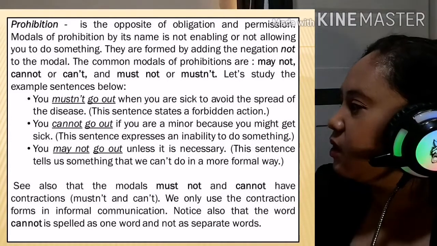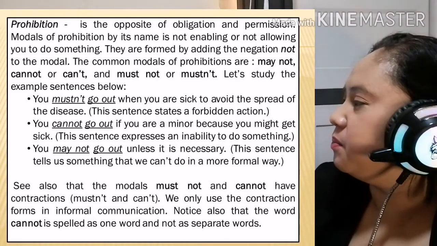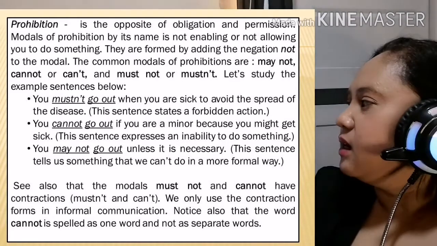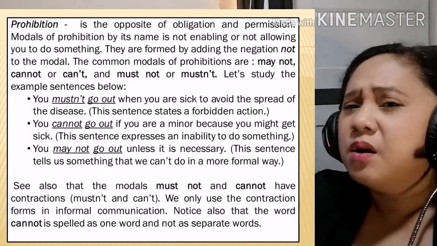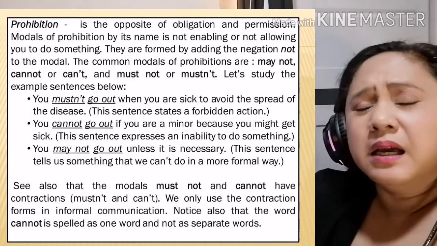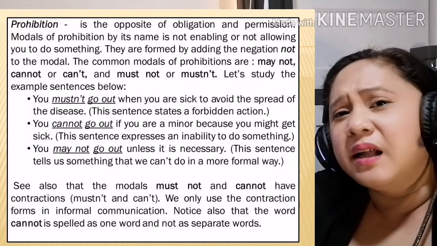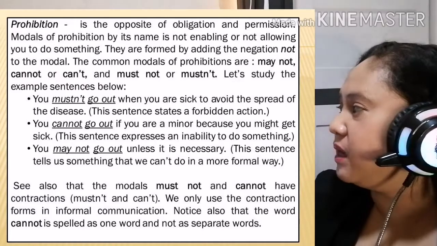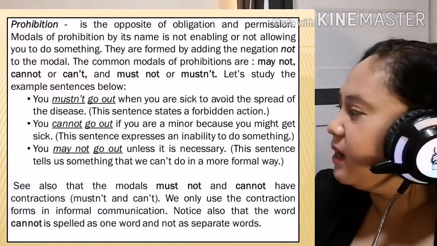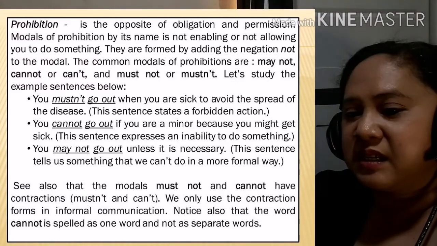Next, you cannot go out if you are a minor because you might get sick. This sentence expresses an inability to do something. When we say inability, it means you are not able to do something because of a certain thing, and that is being a minor.